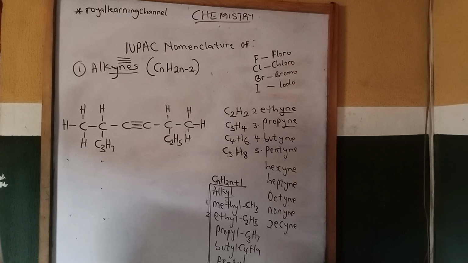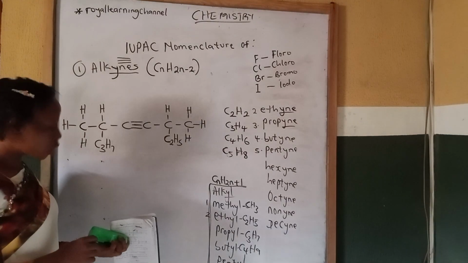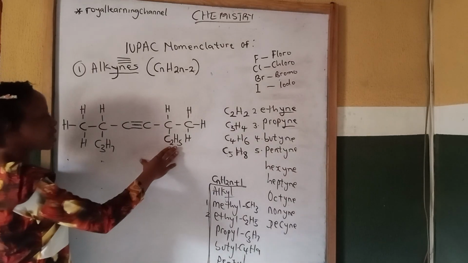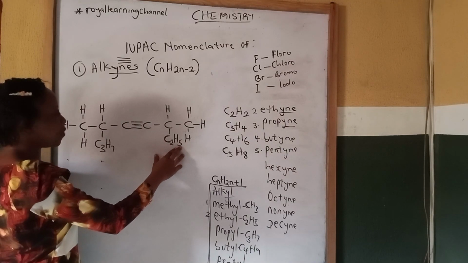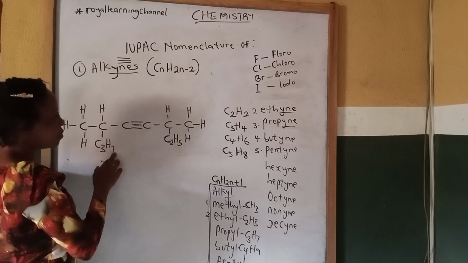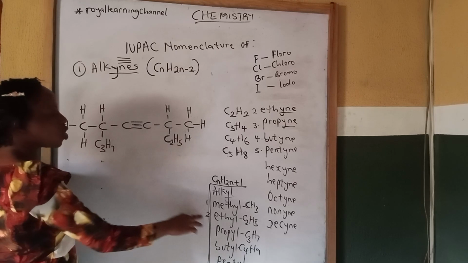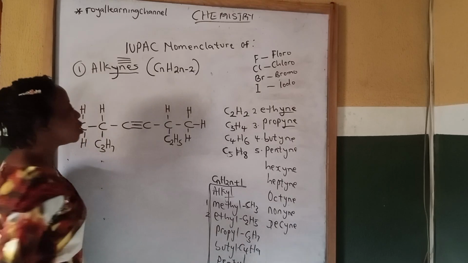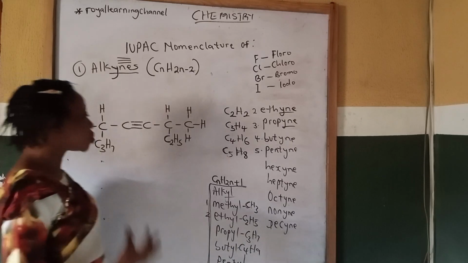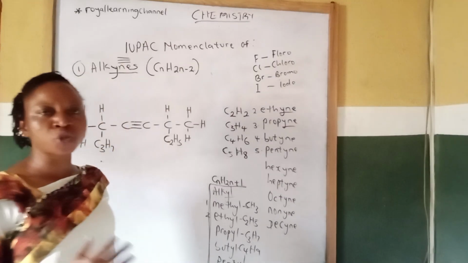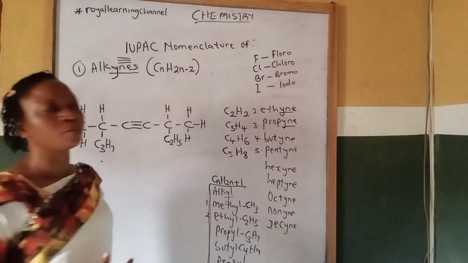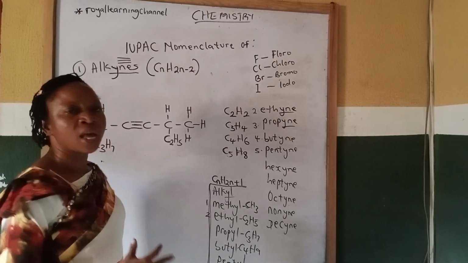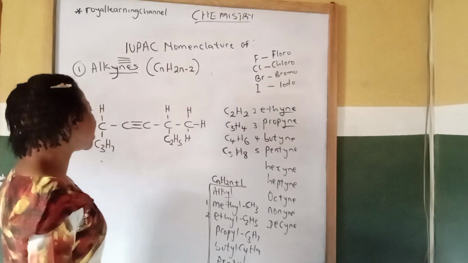Then this is another structure. Now this time around, we are having two different substituents, C2H5 and C3H7. C2H5 is called ethyl, while C3H7 is called propyl. So when you have two different substituents, they must be named alphabetically. If there are more than one substituent, they must be named alphabetically.